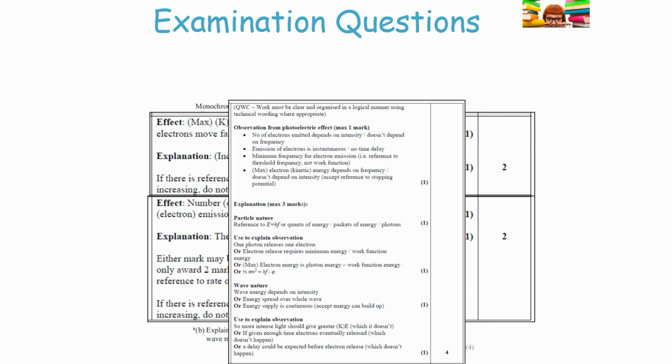Now if the wave model was true, the intensity of the wave would affect the speed of the electrons emitted, and also there would be a delay before the electron was actually emitted, because we need time for the electrons to actually receive the energy. However, in this case, the electron is emitted instantaneously, which tells us it either receives the energy all at once or not at all, which can only occur if the energy is received in the form of a particle, a photon.